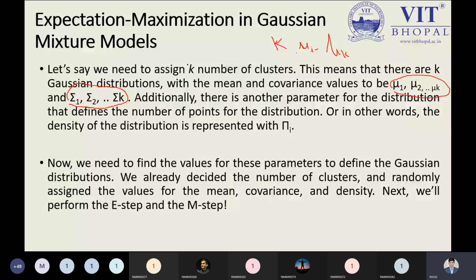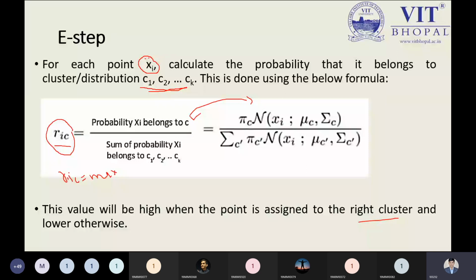E step. So what is the E step in the Gaussian mixture model following the expectation maximization model? The E step is just saying to us that you need to calculate the probability of belonging to the cluster, and this is r_ic. r_ic means the right cluster toward the ith data point. I'm saying it once again: r_ic means the right cluster toward the ith data point. This is the expectation step.